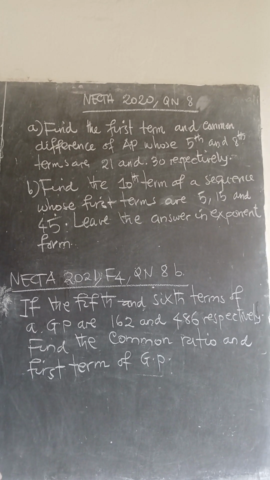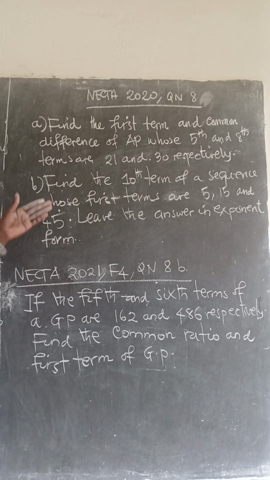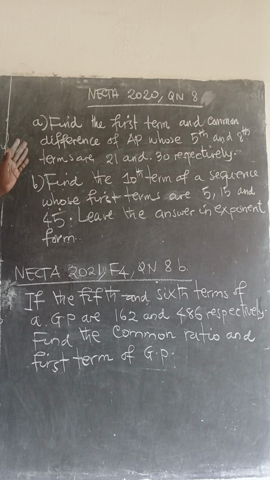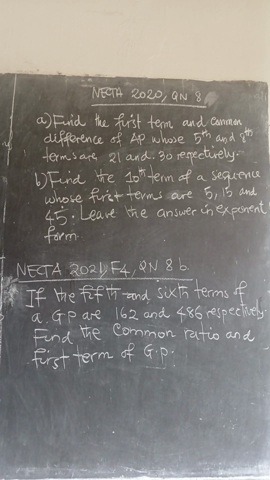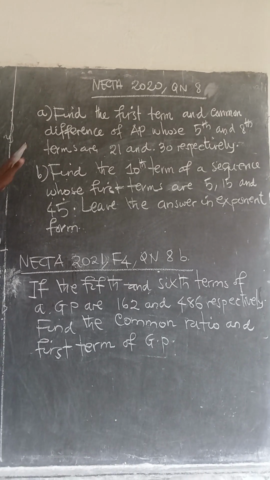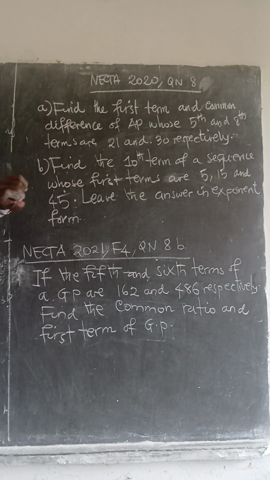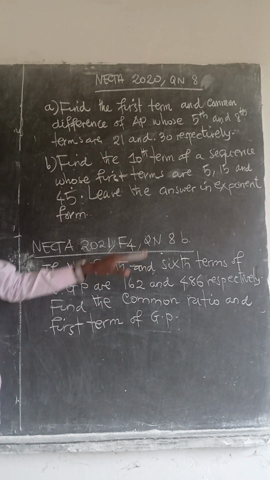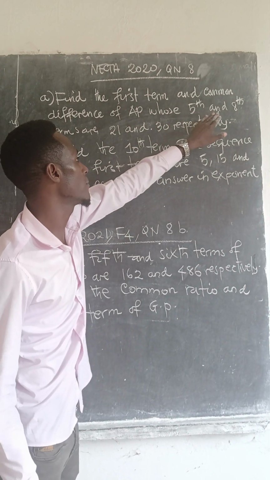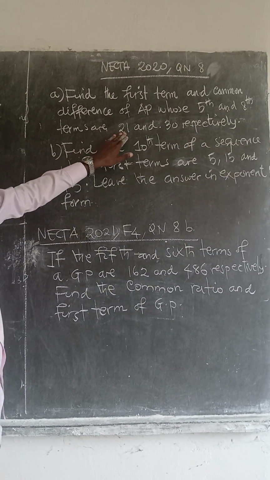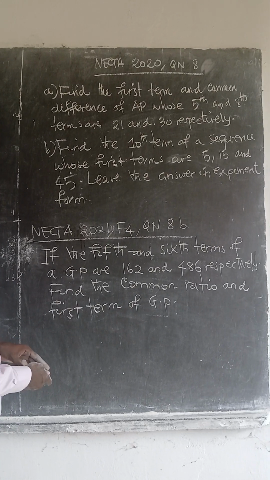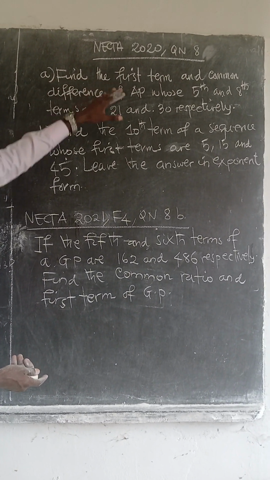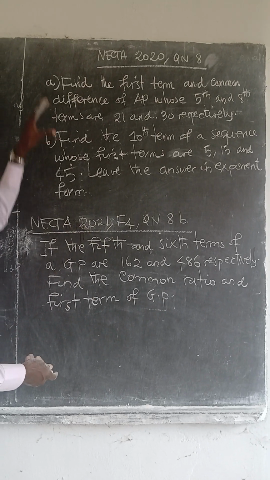This is NECTA F4 2020, on these questions of sequence and series. For example, NECTA 2020, question number 8a: Find the first term and the common difference of the arithmetic progression, or AP, whose fifth term and eighth term are 21 and 30 respectively. So you are just required to find the first term and the common difference in this question.